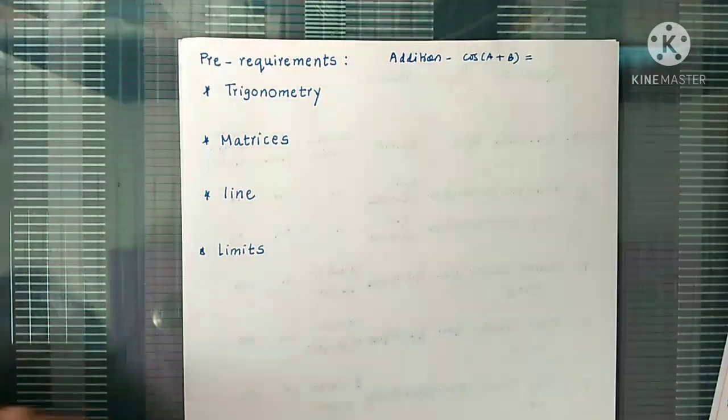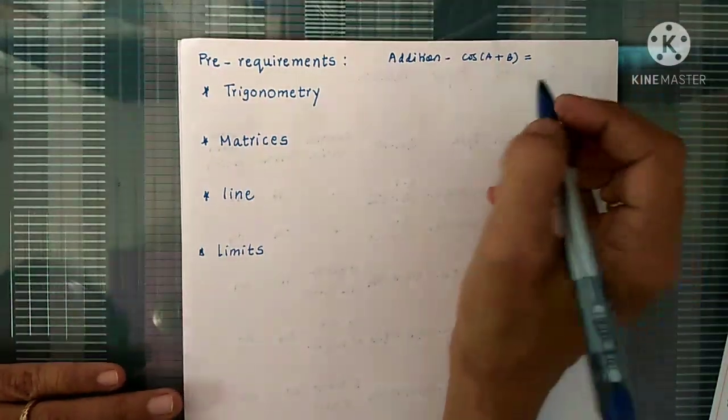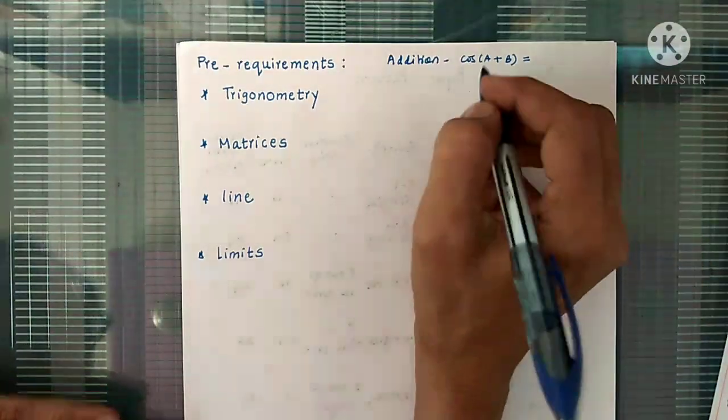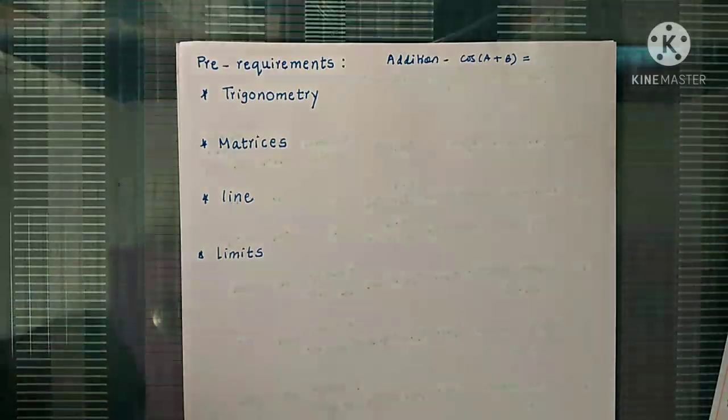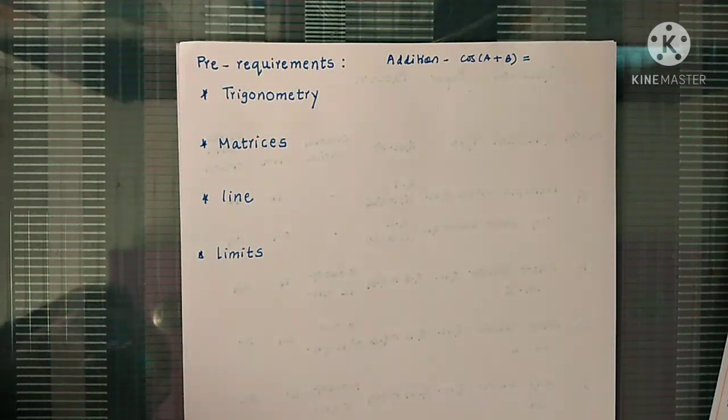I have written here the left hand side, cos of A plus B equals to, complete the formula. So these are addition formulas. Cos A minus B, sin A plus B, sin A minus B. Similarly for tan A plus B, tan A minus B. So these 6 are addition formulas.